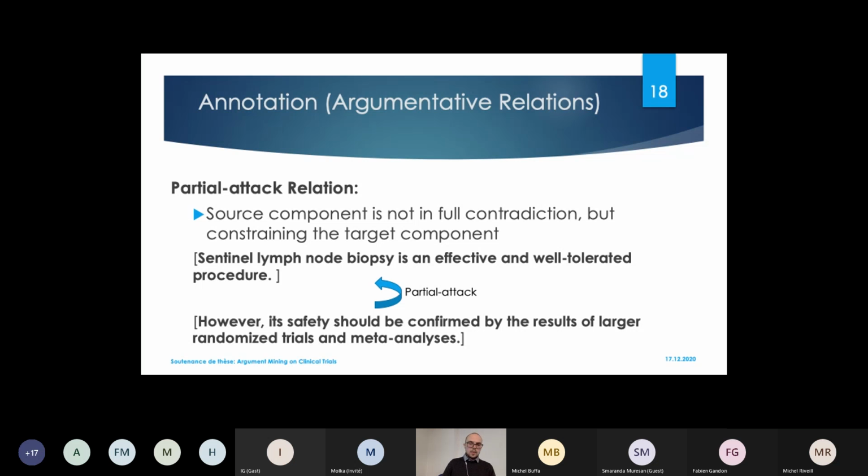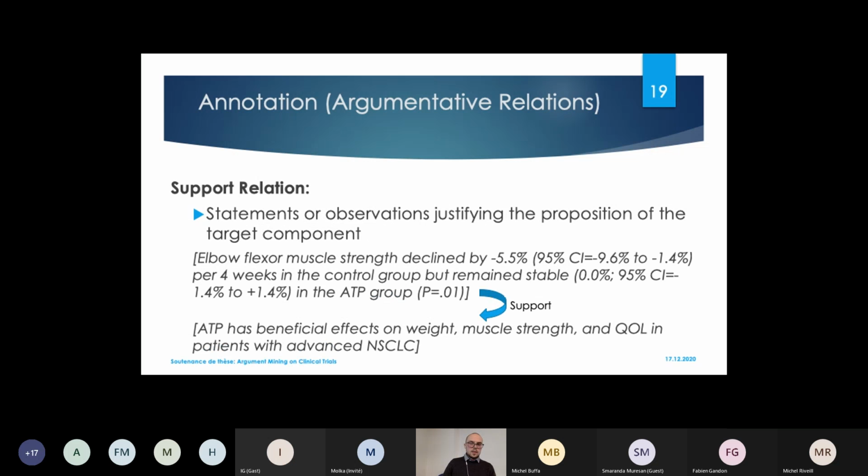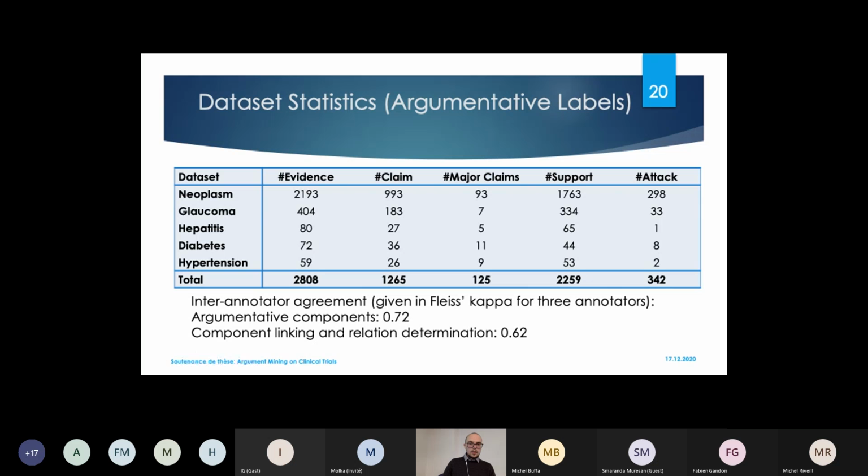And for the argumentation, this is quite an important difference. However, practically, again, we had to merge these two labels because we only had 2.5% attack relations and 12% partial attack relations. So again, for the classification task, they were merged into one label. And then we have on the other side the support relations, which means that the one component justifies the proposition of the target components. So for example, here we can see that ATP has a beneficial effect on muscle strength. And this is supported by the evidence which states that the flexor muscle strength in the ATP group did not decline. And in total, we have 2,808 evidence, 1,265 claims, 125 major claims, 2,259 support, and 342 attack relations annotated.